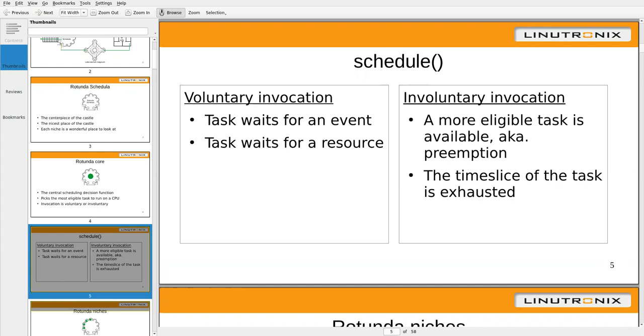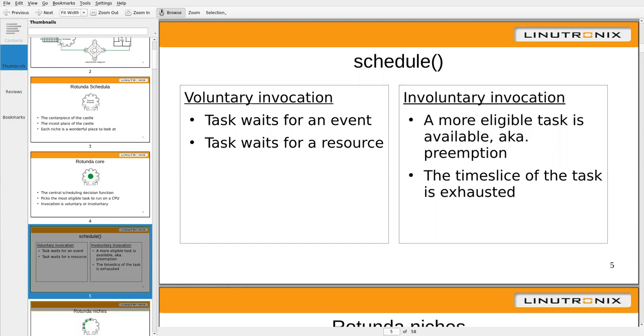Waiting for a resource means either the task waits to get a concurrency control lock in order to access a shared resource, which might be shared memory or something like that, or it actually has to wait for memory to become available in memory allocation cases and things like that. So this is voluntary. It says, hey, I want to do this, and I know that I'm going to wait.